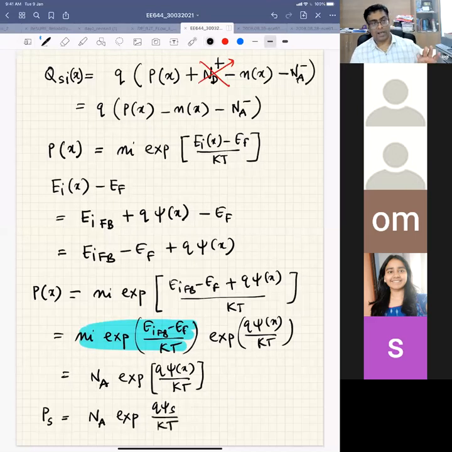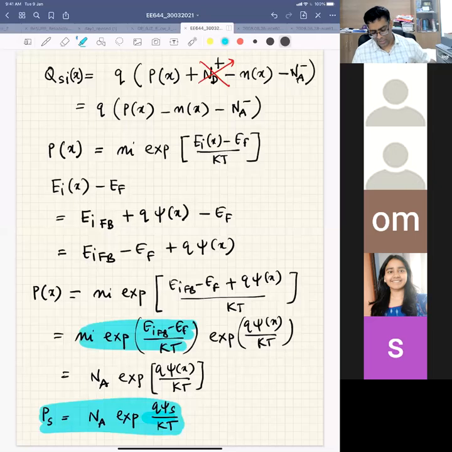Here your surface potential is negative. So you could see also, as you go on increasing your negative gate voltage, your hole concentration at the surface is also increasing exponentially, right? So this is a very important equation. We may use it later. If your surface potential is zero, the number of holes at the surface is Na.